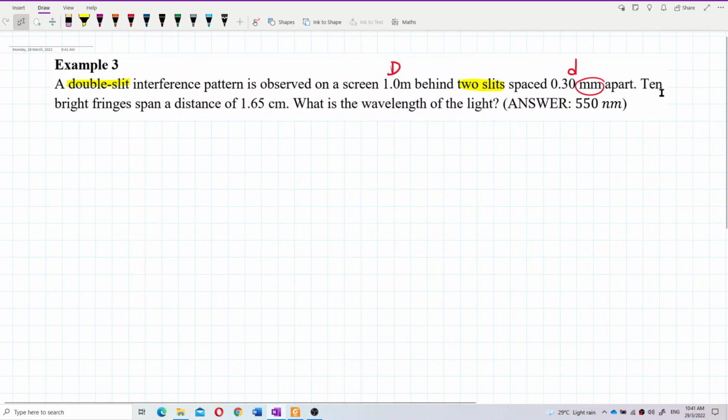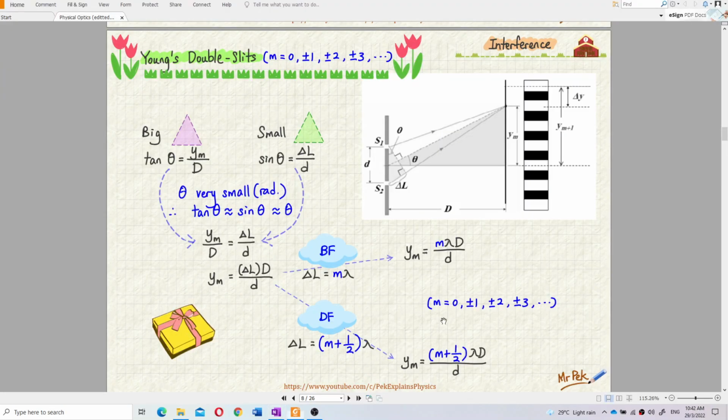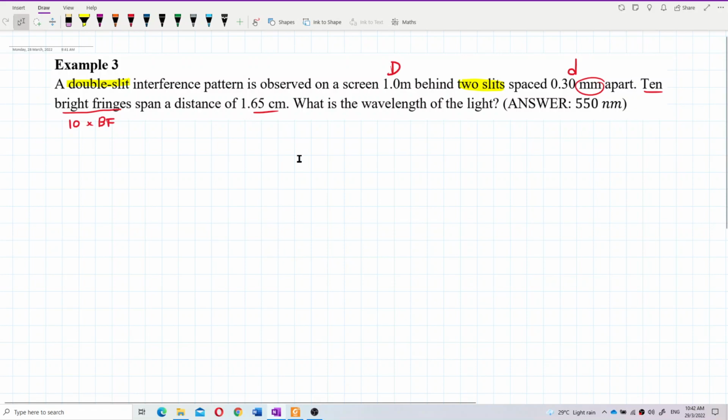And then he said 10 bright fringes span a distance of 1.65 centimeter. So this is related to the y, that means the delta y. It involves the things about the delta y. So how many delta y is this?